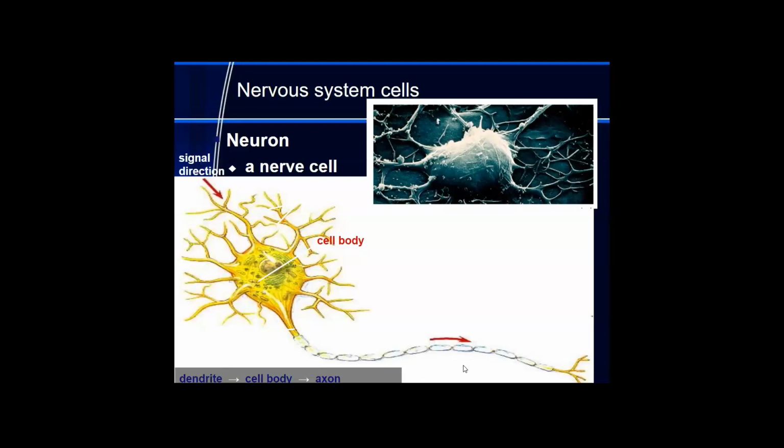If you bundle a group of axons together, that's a nerve. You have heard of nerves, and this is a neuron, a single cell, whereas a nerve is many cells wrapped together.